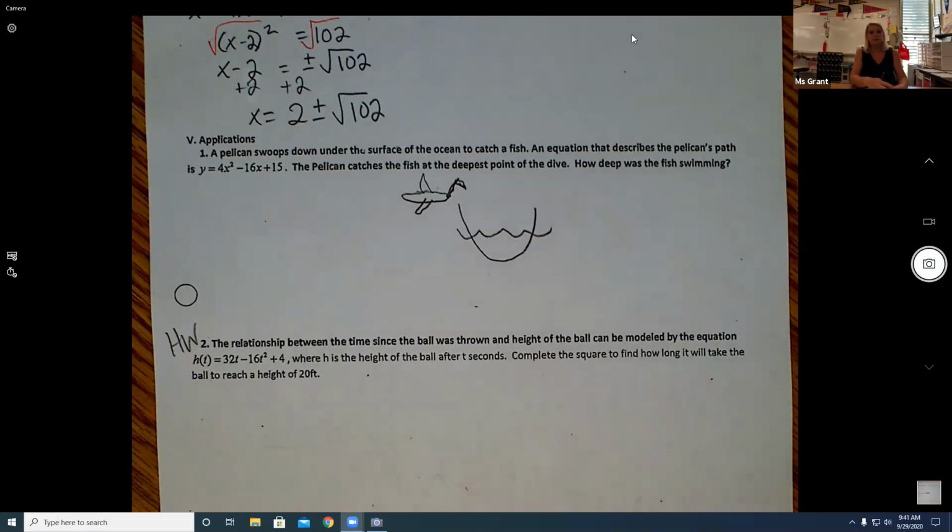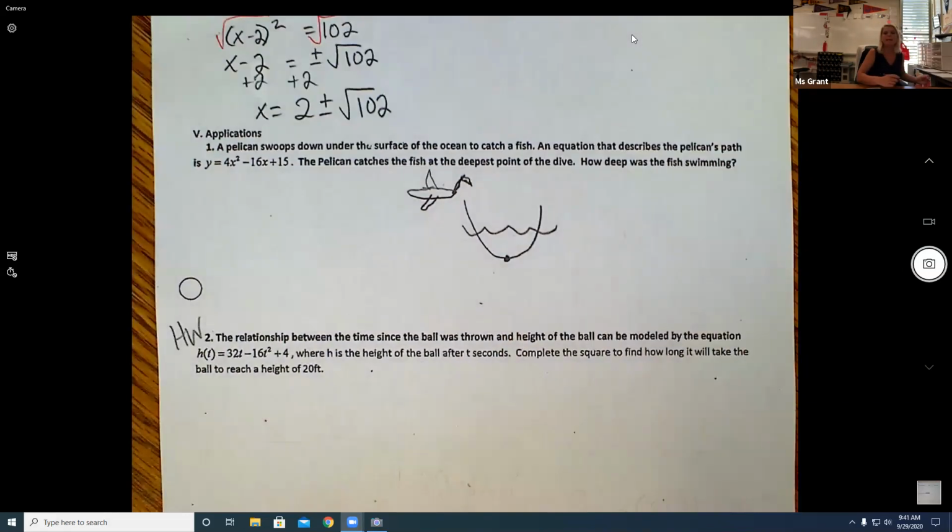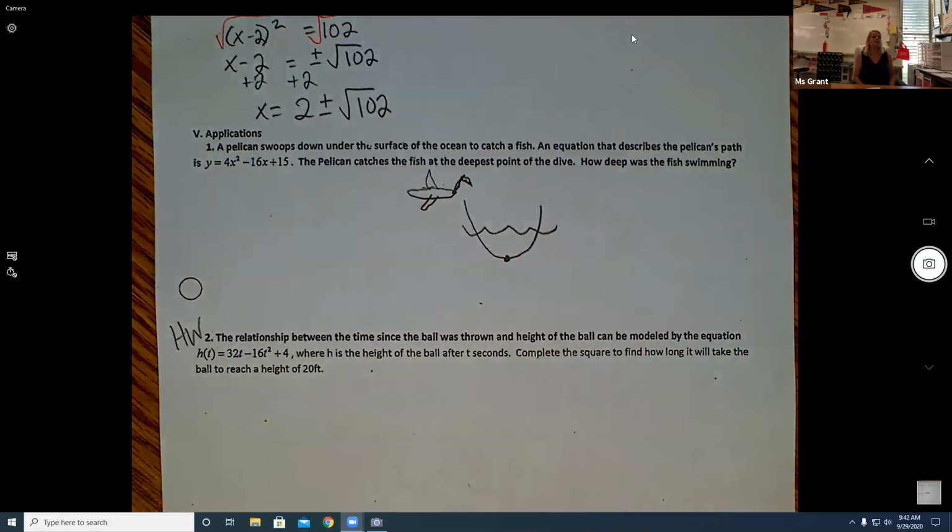So the deepest point of the dive is going to be my vertex, guys, my minimum. I need to know the vertex because the y value of the vertex is my deepest point. And pelicans have that giant mouth, so it's not like the pelican's going to be going 50 feet to get a fish.